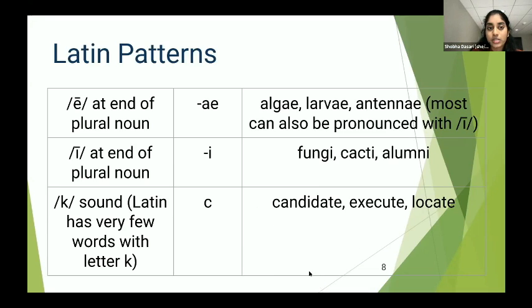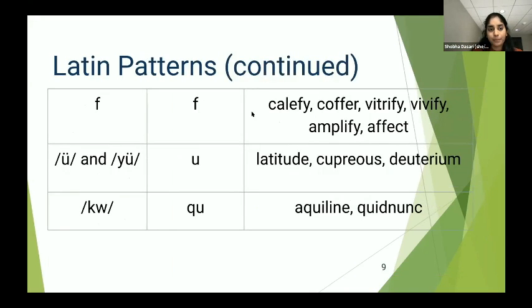Going into some more Latin patterns, the F sound is pronounced with an F in Latin. So this is relatively straightforward. In other languages like Greek, it's spelled with a PH, but in Latin, it will be spelled with an F. And so if you ask the language of origin of a word and you hear that it's from Latin, you should probably go with an F instead of a PH, for example.